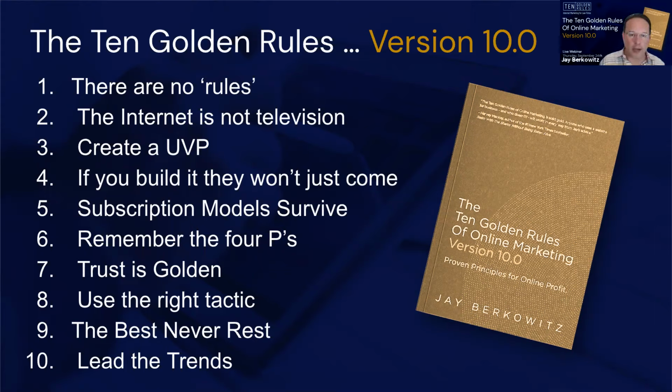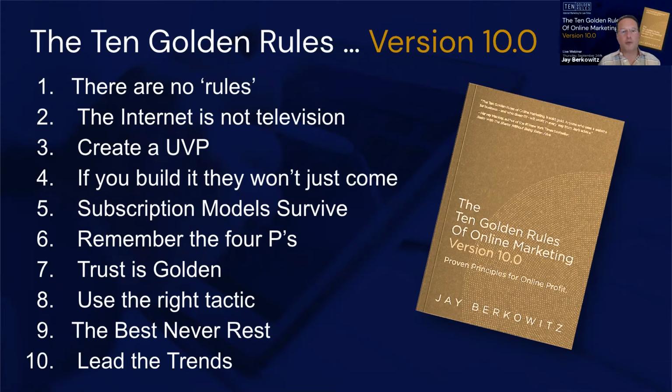Golden rule number 3, create a UVP, a unique value proposition. A UVP is something on the website that's going to get higher engagement. So golden rule number 1 is about measurement. Golden rule number 2 is about direct marketing rules, not TV rules. And golden rule number 3 is about conversion, getting a higher percentage of people to engage with you when they come to your website. Golden rule number 4, if you build it, they won't just come. So golden rule number 4 is about the fact that you have to do marketing. You've got to bring people to your website.